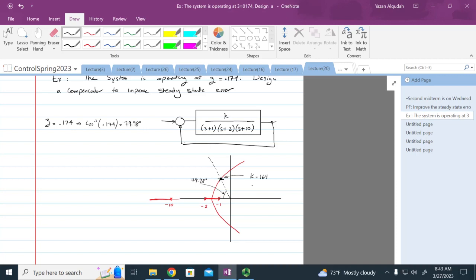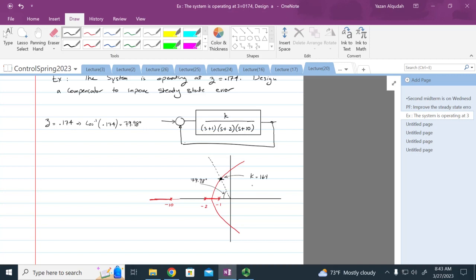Is that clear? How'd you get K equal to 164? That's where he does like this right here, the two zeta omega n. So it's omega n equal, right? Well, we'll see how we get that. My brain's down right now.